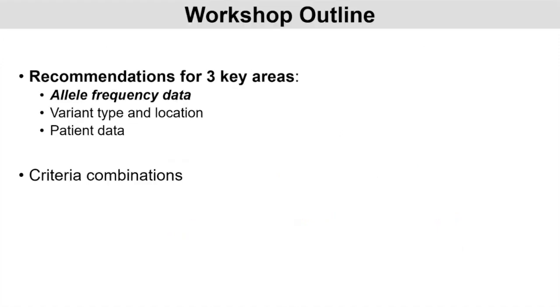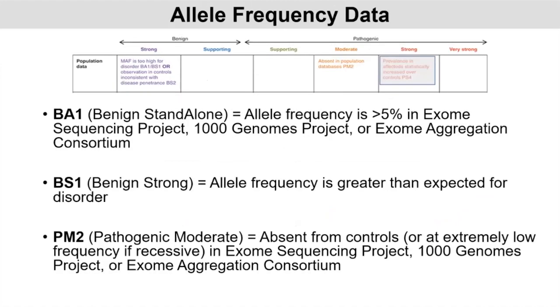Okay, so now I'm going to dive into going through some recommendations for using the guidelines. I've divvied these out into 3 different areas: allele frequency data, variant type and location data, and then patient data. So I'll start with allele frequency data.